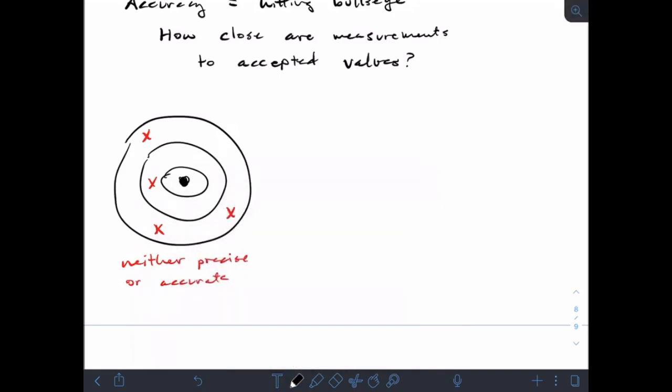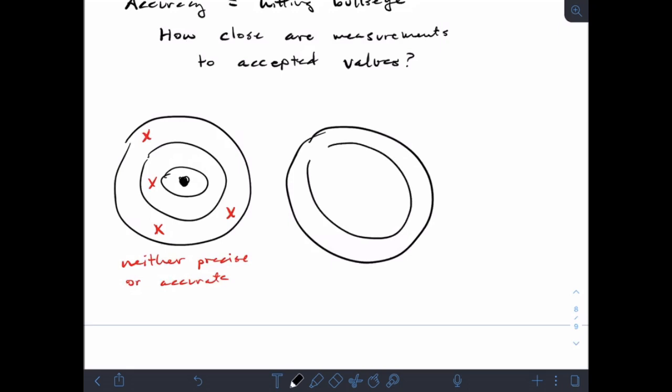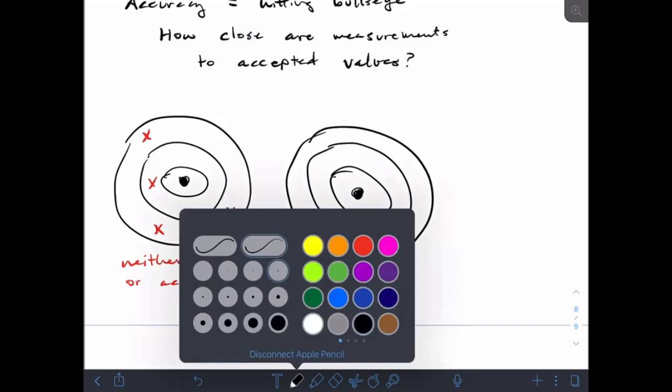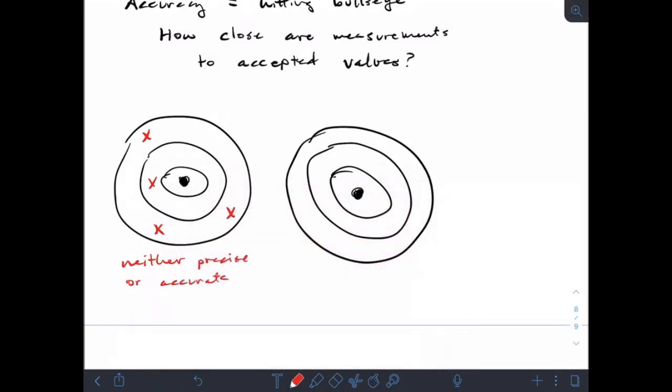So let's say I keep shooting a little bit, and I start to get my chops back a little bit, and my next round of arrows go here, here, here, and here. All right, so I'm very, very close. Each of my arrows is very close to the other ones, but I'm nowhere near the bullseye. So in this situation, I am precise, but still not accurate.